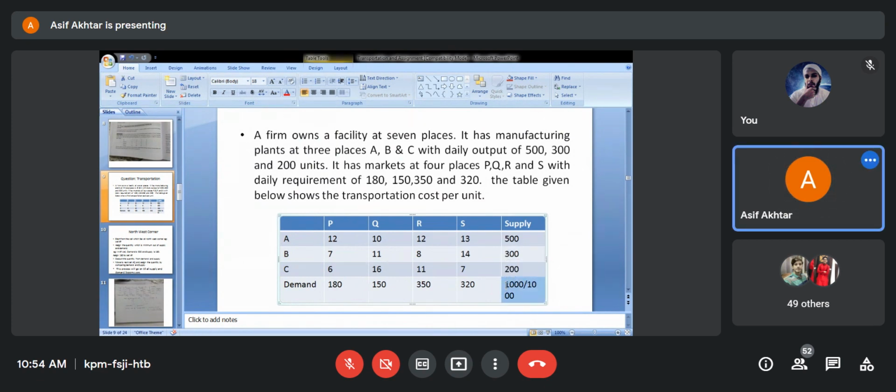चलिए ऐसे लिख लेता हूँ, थोड़ा छोटा कर देता हूँ. This is the way. 1000 by 1000. That is demand supply is equal. So this is clear that this is a balance problem now.